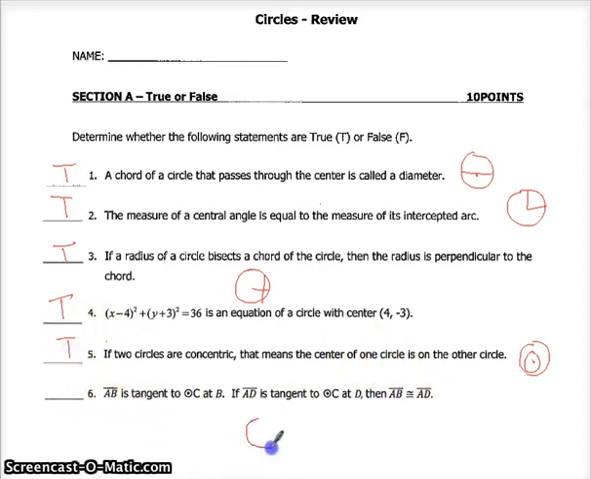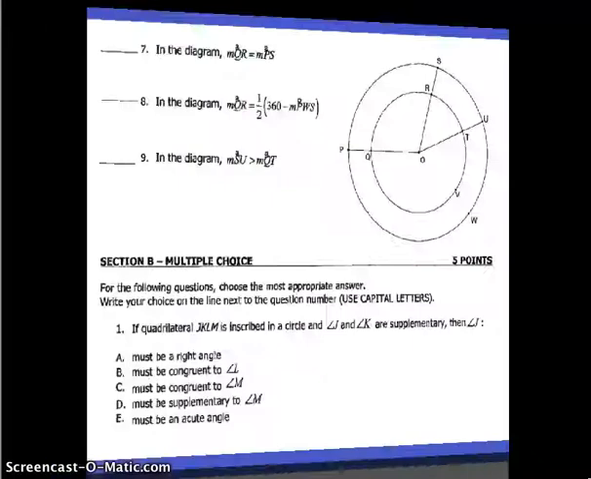AB is tangent to C at B. Something like this. If AD is tangent to circle C at D, that means it goes through A and it's tangent somewhere else, and that's point D. Then AB is congruent to AD. True. Wow, all these are true. I took some off this because there's some stuff we didn't cover this year. There must have been some false ones elsewhere on that test.